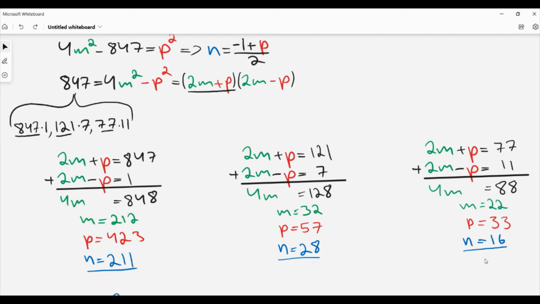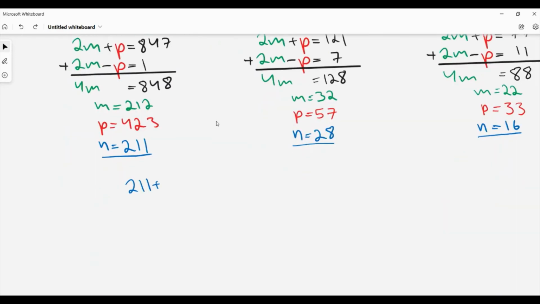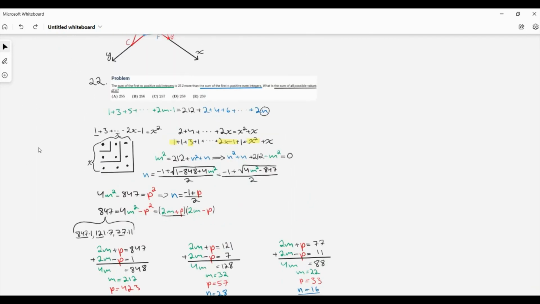So these are the possible values of n. We don't have any more systems because 2m plus p has to be greater than 2m minus p. If we go further, that won't be true. And so we can just add them up, and we get 255 as the answer. And so that is answer choice A.